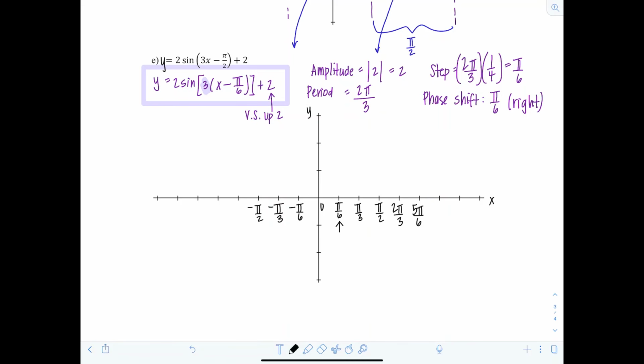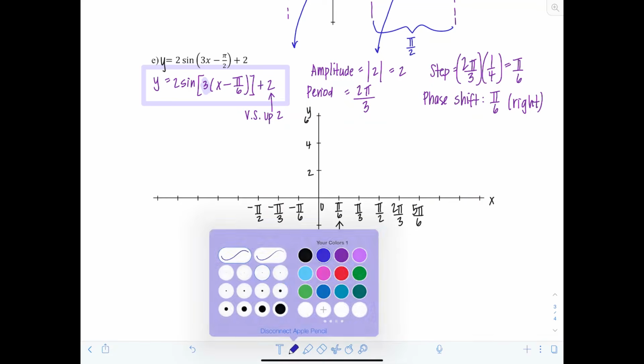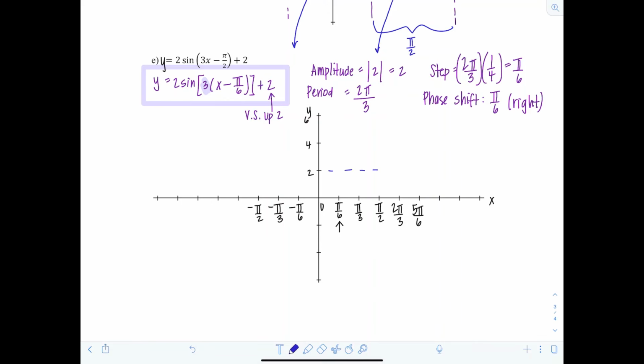Okay, since we have a vertical shift up 2 units, let's call this 2, 4, 6. I'm going to draw some dashed lines to help me. So we're shifting up 2 units. Here's my new x-axis. And then the amplitude's 2 units. So 2 units up from there will take me to positive 4. And then 2 units down from there is back to the x-axis. So the graph is going to live in between these dashed lines.